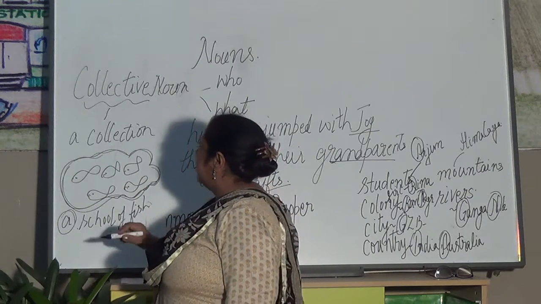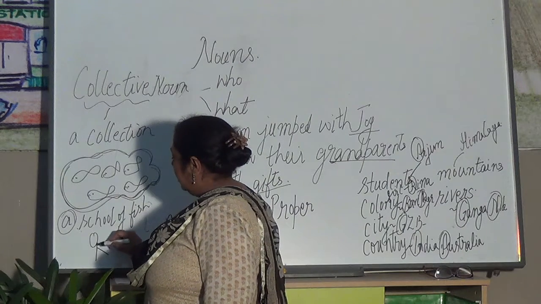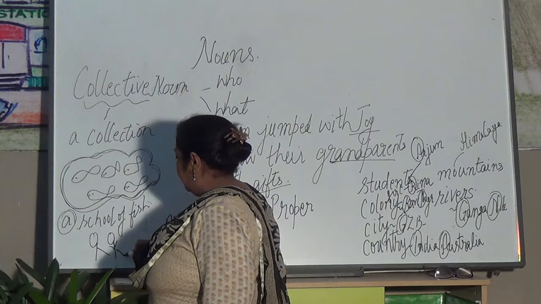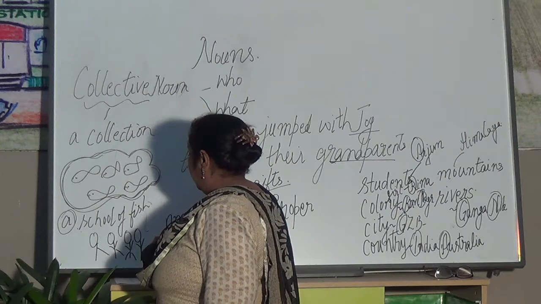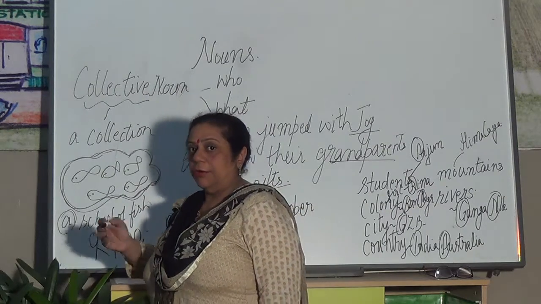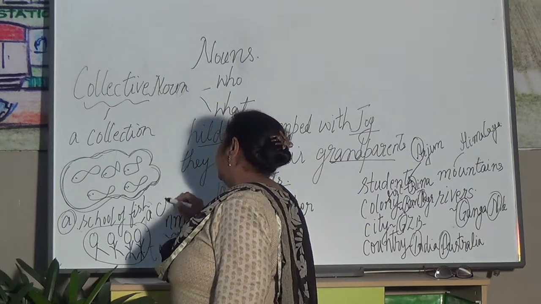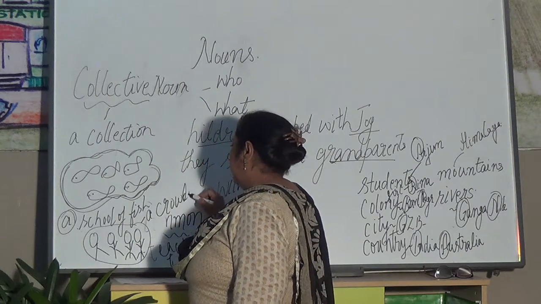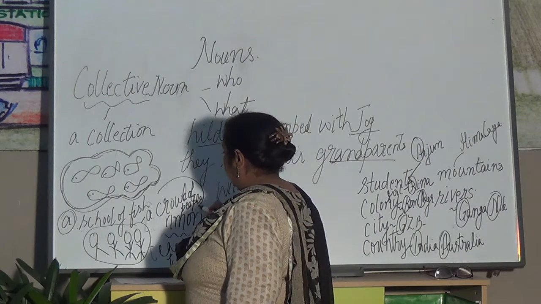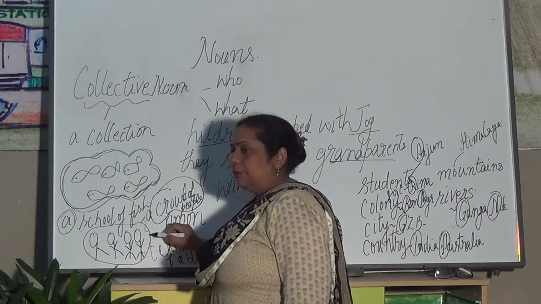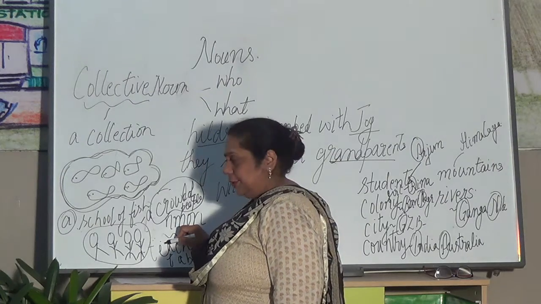Similarly, we have many other collective nouns. For example, many people collected together at one place, maybe at a shopping center or maybe in a fair, is together known as a crowd of people. The whole unit being taken as one single unit.